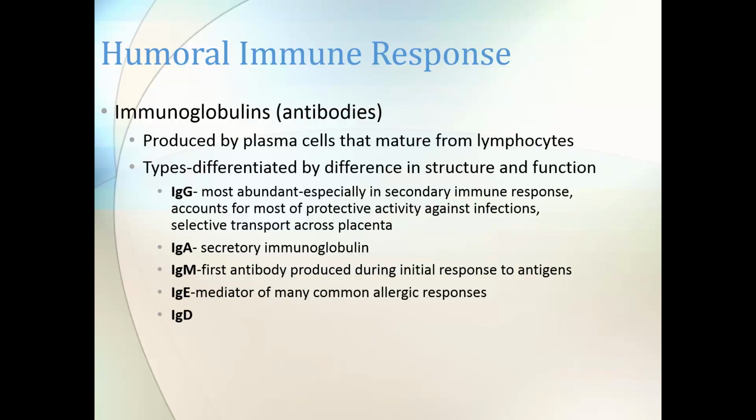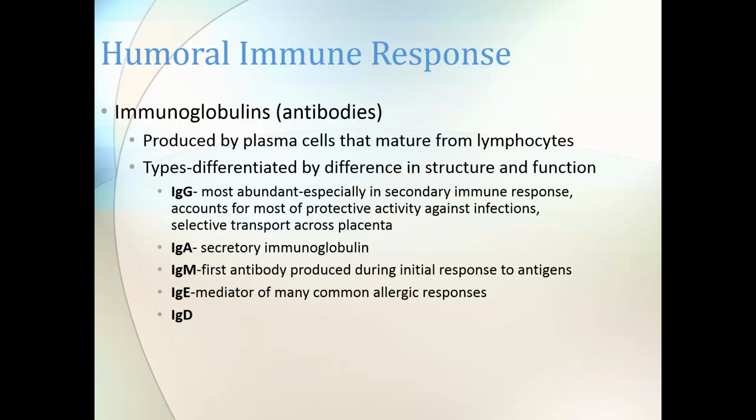Immune globulin G accounts for most of the protective activity against infections, and it can actually have selective transport across the placenta between the mom and the baby. Immune globulin A, we're not going to spend a lot of time with today, but it's often found in our secretions, so in our saliva, in our tears, in our GI secretions, to help prevent infections in some of those tunnels and tracts in our body that we talked about. I'm not going to spend a lot of time on that today.